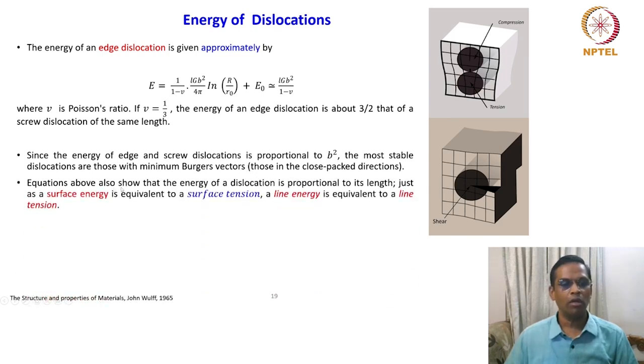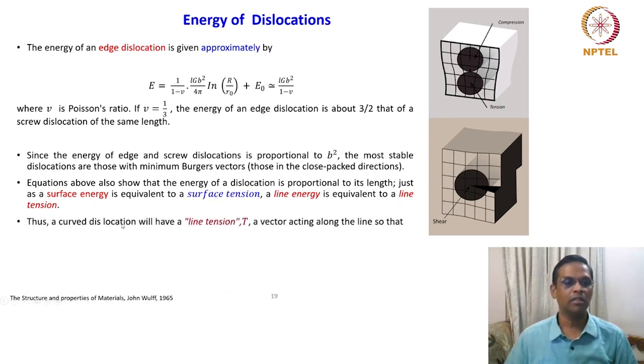The equations above also show that the energy of a dislocation is proportional to its length. Yes, E is equal to L times G b square. That's what we have seen, right? So just as the surface energy is equivalent to surface tension, a line energy is equivalent to line tension. This is kind of an analogy.